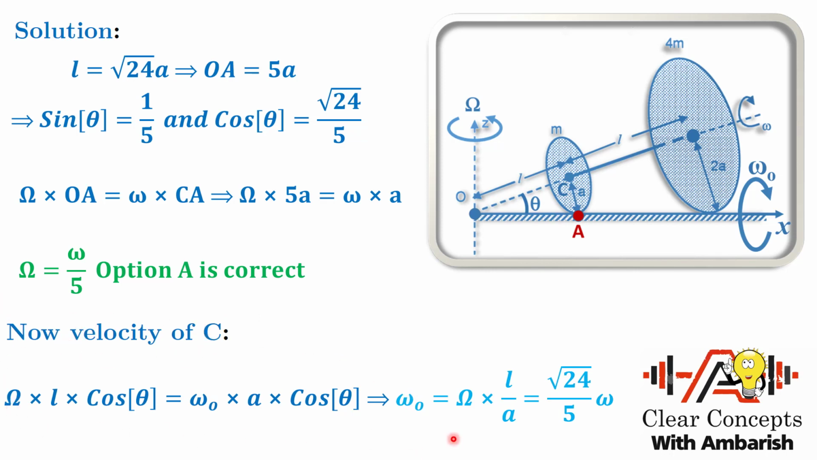If you equate these, this equation gives the relation between omega naught and capital omega. So omega naught comes out to be capital omega into L by a. L by a is root 24, and this capital omega was omega by 5. So I just put omega by 5, and for L by a I have put root 24. So omega naught is root 24 by 5 times omega. Keep this in mind, I'll be using this for solving the next part.